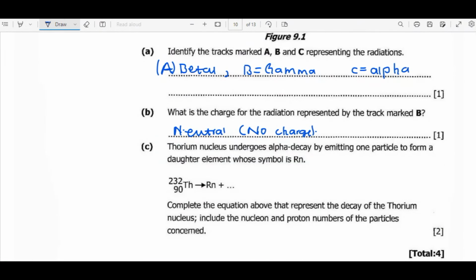Then a thorium nucleus undergoes alpha decay by emitting one particle to form a daughter element whose symbol is Rn. Complete the equation above that represents the decay of the thorium, including the nucleon number and proton numbers of the particles concerned. So what happens to the mass number? You subtract 4 units. So 232 minus 4, getting 228. Then the atomic number decreases by 2, so this becomes 88. Then plus helium-4 with atomic number 2. So this is what we can share.